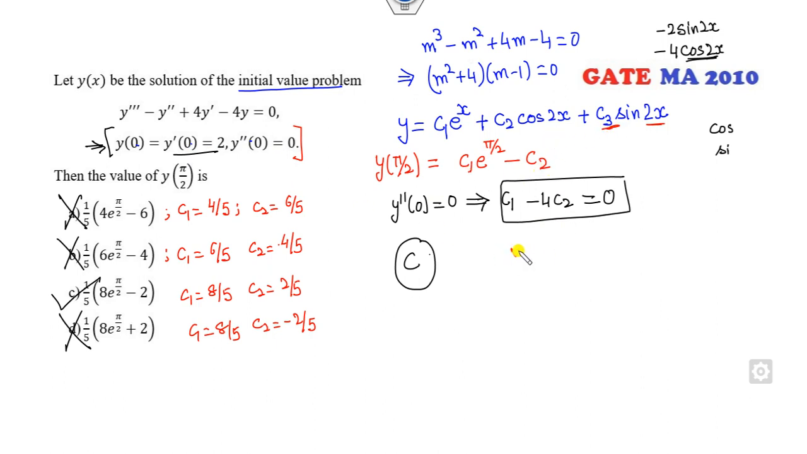If you start from here in the examination, with y dash and y double dash of 0, you will get 3 equations with 3 variables. Then you have to find them, but there is no need for that. Look at only the simplest way.